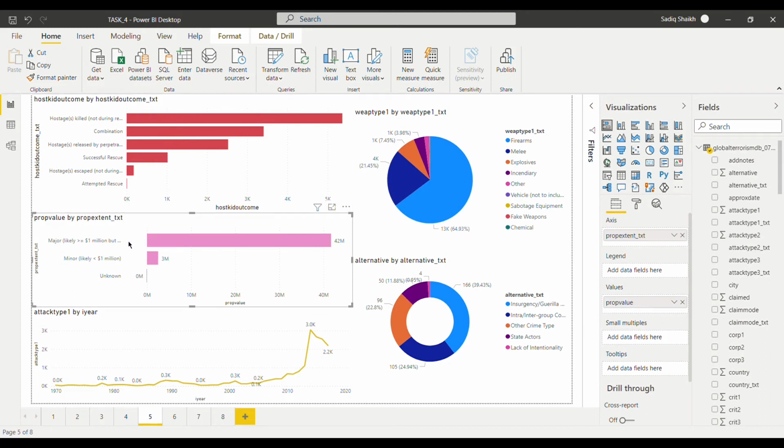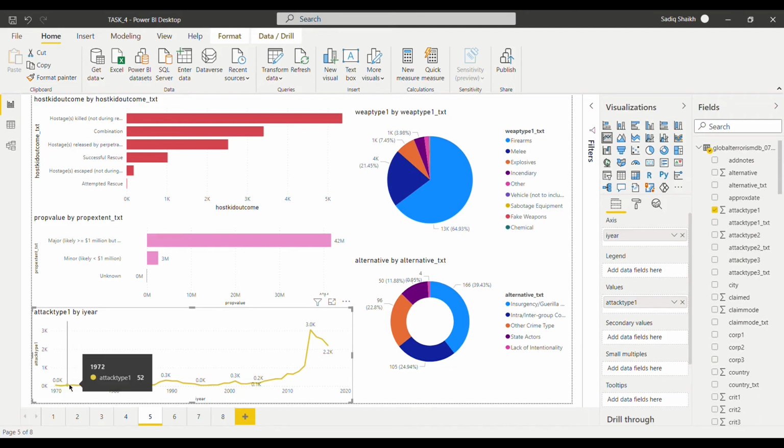Then over here, this is most likely showing which regions have the most hostage kills. If we can say they are majorly the attacks and the kills, it is between 1 million and 1 billion. This is probably between this. Then if we have a look over here, this is the year wise distribution. This is the attack by years.